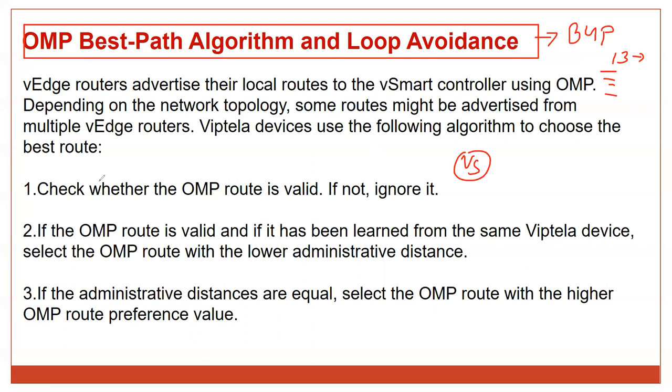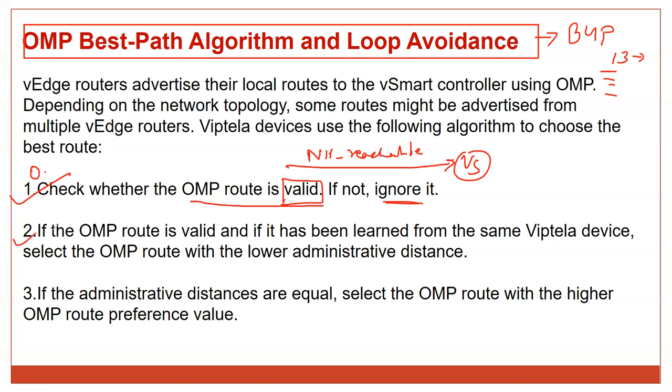So first of all, step number one is that whenever vSmart gets any prefix, it will check whether the OMP route is valid. Now, what does valid mean? Valid means that these routes have a reachable next hop. Obviously, if the next hop is not reachable, there's no point in learning that route, so it will ignore it. So that's check number one. You can think of this as check zero as well. This is the primary check it will do.